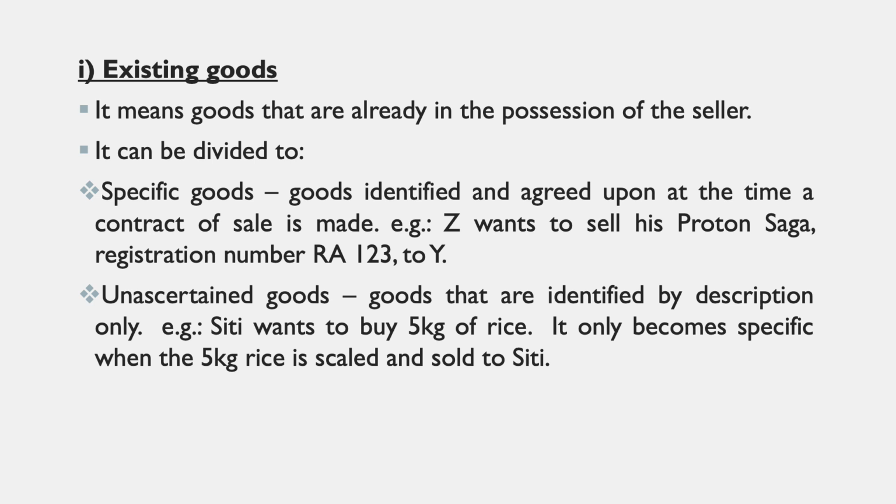Unascertained goods are goods that are not yet ascertained at the time when the contract is made. At the time the contract is made, parties only know the description of the goods. For example, A enters into a contract to buy 50 kg flour from B. Here, we know the description of the good, i.e. 50 kg of flour. But it is still unascertained. Which flour? It will only be considered as specific goods after B scales and sells 50 kg of the flour and gives it to A.